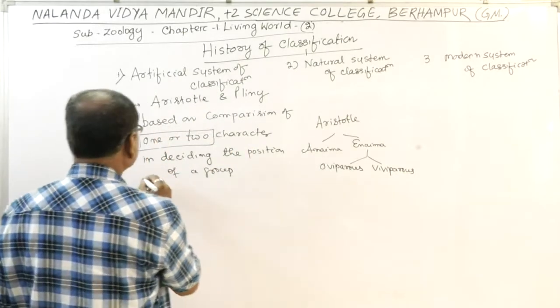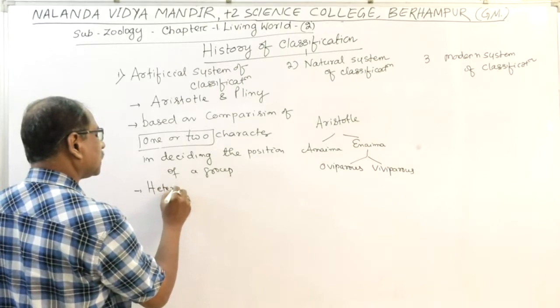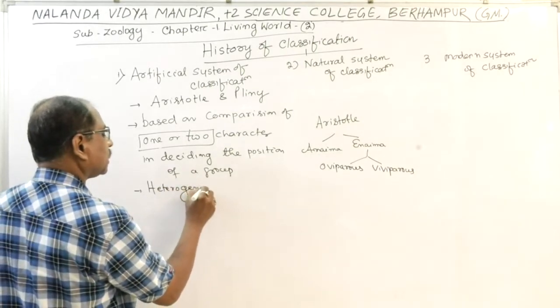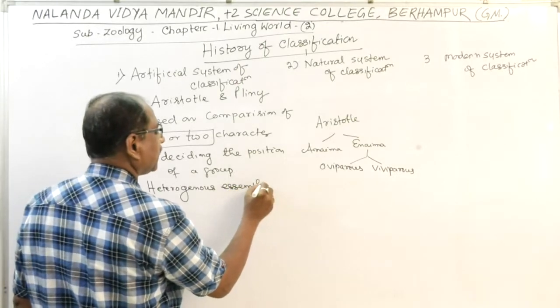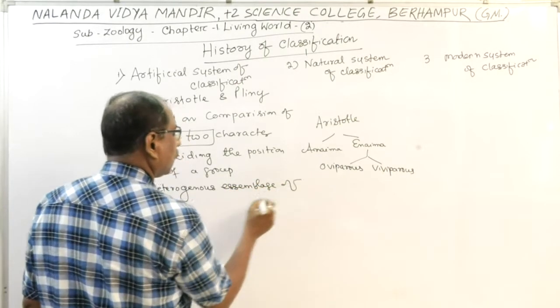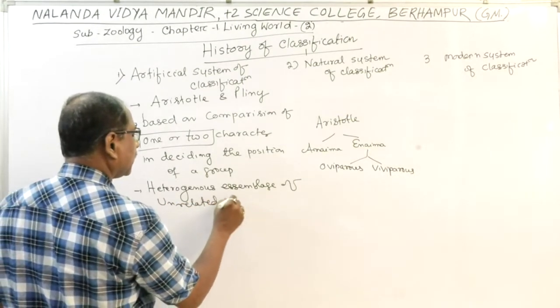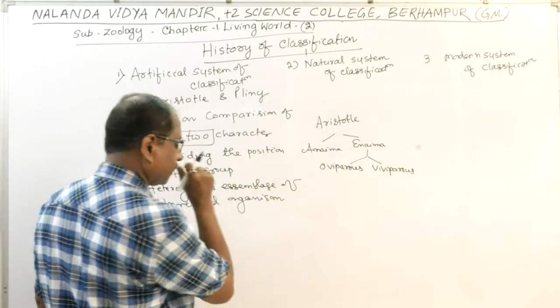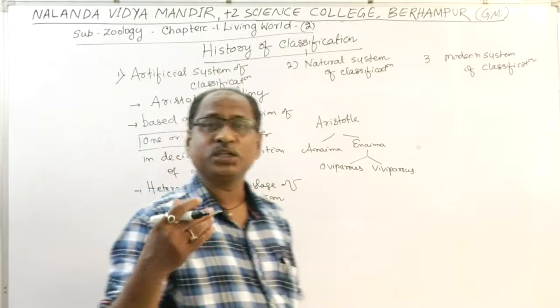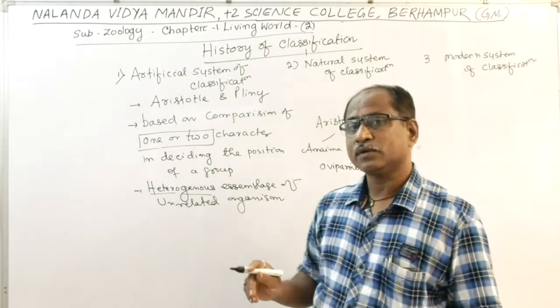This system of classification shows heterogeneous assemblage of unrelated organisms. What is heterogeneous? Hetero means different type of origin.